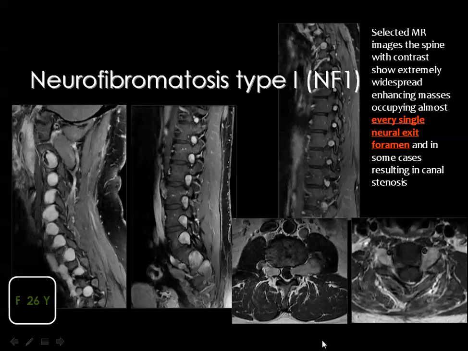In the axial images, you can see the tumor with classic configuration, an intraspinal component and an extraspinal component extending through the neural foramen, and this can be unilateral or bilateral, as you can see in this very impressive example.